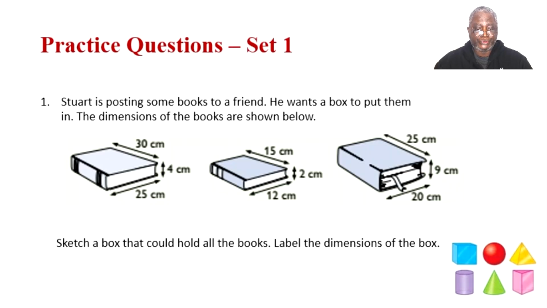Practice questions, set 1. Stuart is posting some books to a friend. He wants a box to put them in. The dimensions of the books are shown below. Book 1, 30 centimeters by 4 by 25 centimeters. Book 2, 15 centimeters by 2 by 12 centimeters. And book 3, 25 centimeters, 9 centimeters, and 20 centimeters. Sketch a box that could hold all the books. Label the dimensions of the box. So you have to take size into account and think about how you're going to lay them.